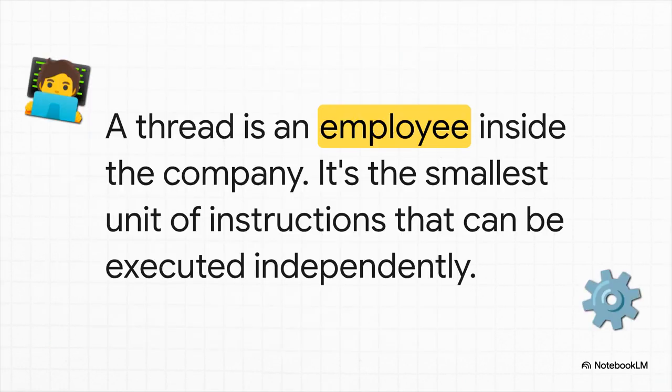So let's go back to our company. A thread is an employee. It's the actual worker bee who takes the company's resources and gets the job done, right? The process is the building with all its stuff. The thread is the employee doing the work inside that building. And here's the thing you've got to remember. A process is pretty much useless without at least one thread. I mean, an empty office building doesn't get a whole lot done, does it?